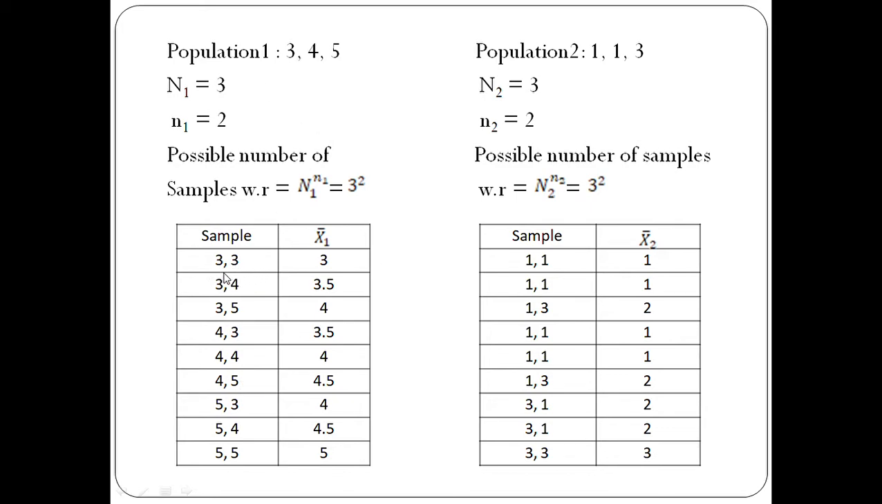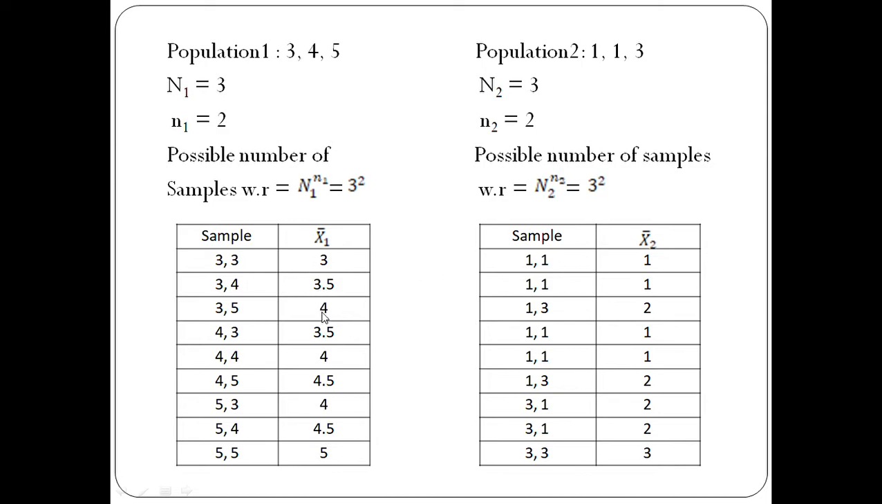Now the sampling is with replacement, so first of all 3 can be repeated. The first sample is 3 3, then 3 4, then 3 5, then 4 3, 4 4, 4 5, then 5 3, 5 4 and 5 5. So here are all 9 samples for the first population, and with the same method we have drawn the samples of the second population. The mean of the first population samples is represented by x bar 1 and the mean of the second population samples is represented by x bar 2.